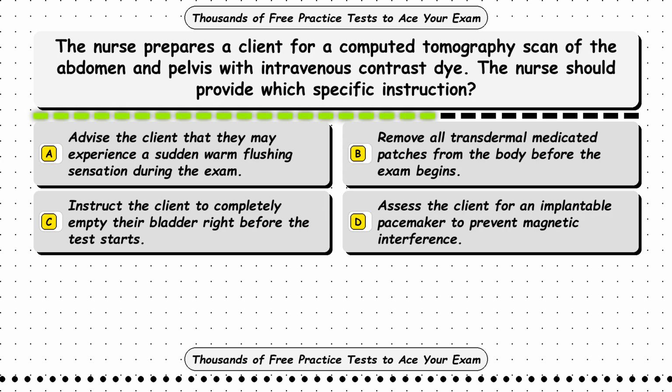Option C. Instruct the client to completely empty their bladder right before the test starts. Option D. Assess the client for an implantable pacemaker to prevent magnetic interference.